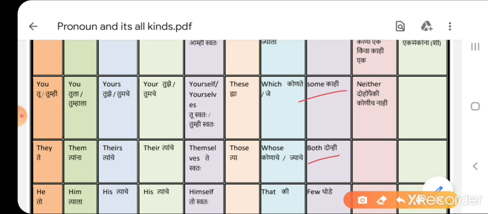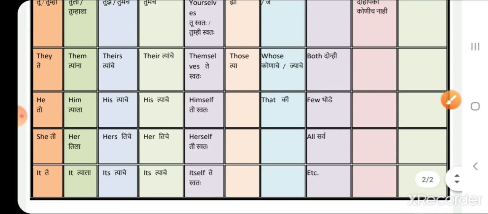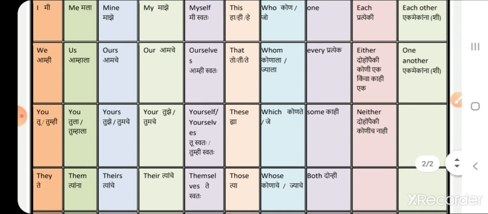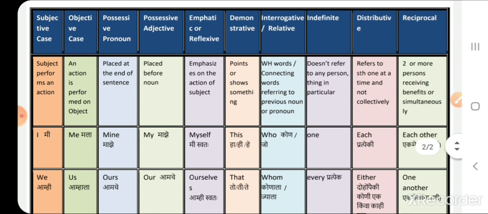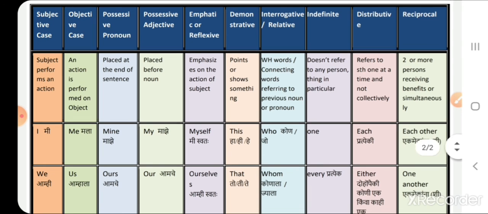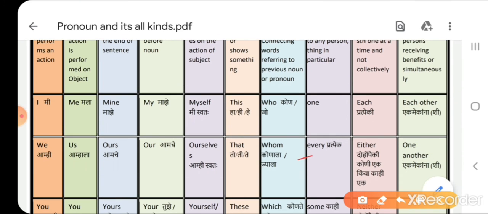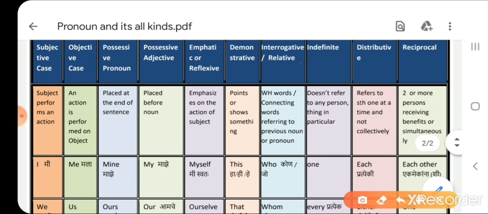Here both is used for two people. That means more than one, but they are two only. Next, few for more than one, but lesser in numbers comparatively. Then all is used for everyone. Such are indefinite pronouns. Let's take an example. Everyone could answer my question. Everyone. That is indefinite pronoun.